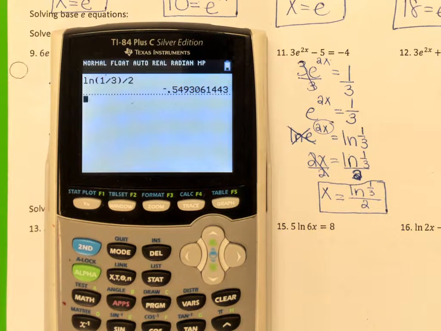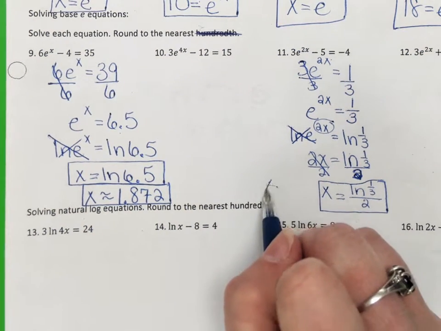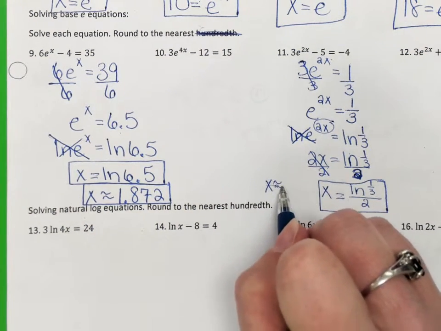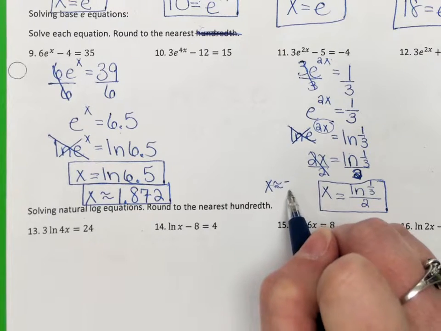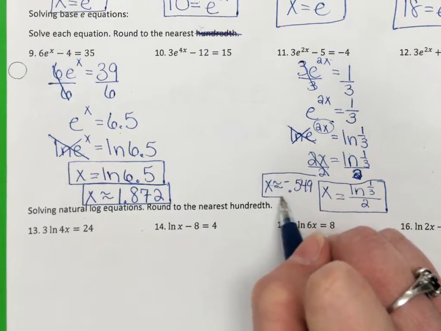Ooh, what did we get? Wait a minute, we already know we got a negative. Why did we get a negative? Because there's a fraction, right? Remember we talked about the fractions? Do you remember talking about that? Ish, a little bit. What'd you get? Negative 0.549.